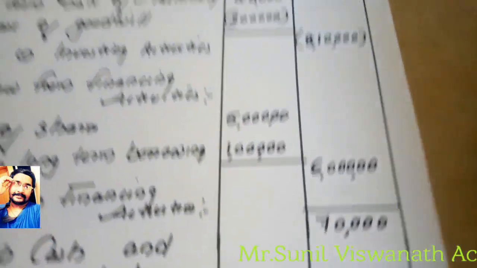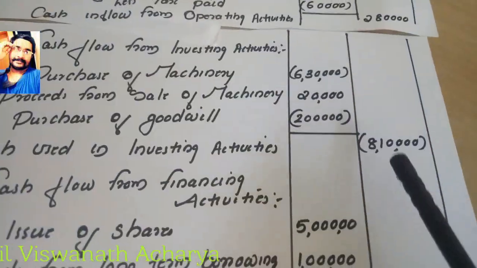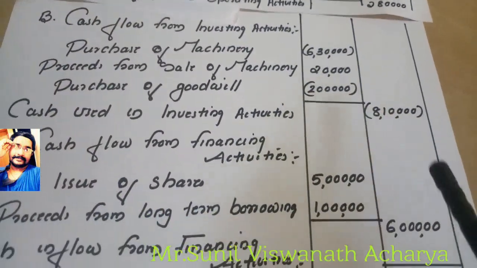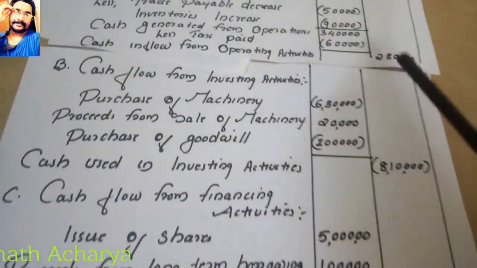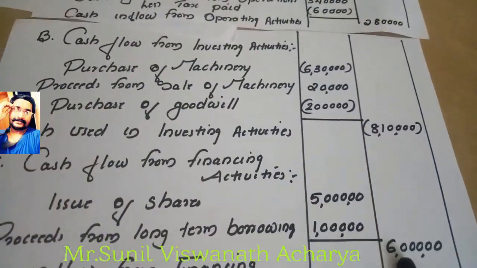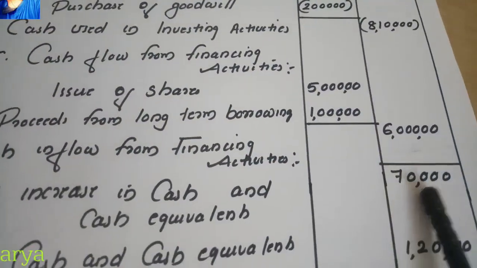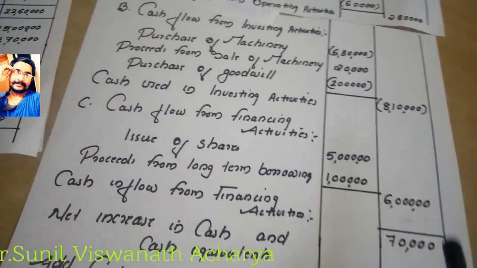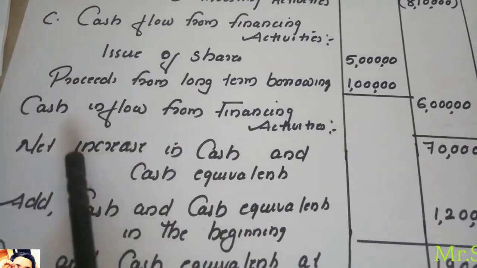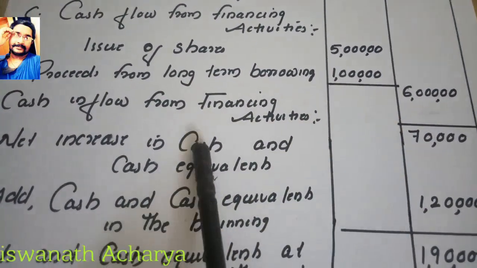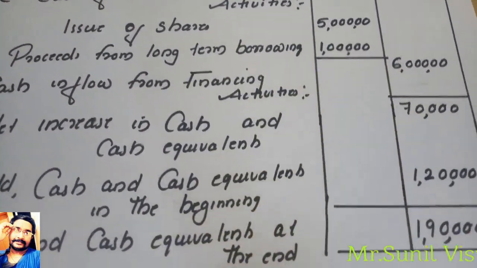Now in the second column, the three amounts: operating activity 2 lakh 80,000, investing activity 8 lakh 10,000 outflow, and 6 lakh financing activity inflow. When you add all this, 2 lakh 80 plus 6 lakh is 8 lakh 80, minus 8 lakh 10, then we will get 70,000 positive. Okay, when you add those three amounts, we will get 70,000 positive. It is known as net increase. This much amount cash increased. So net increase in cash and cash equivalents 70,000.